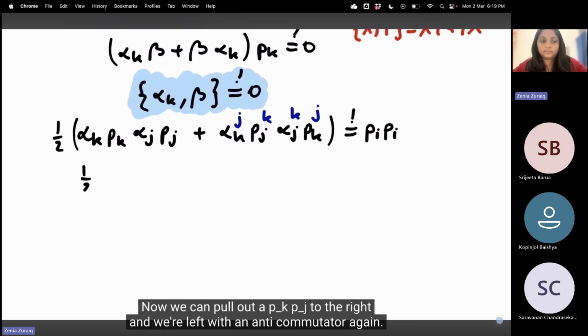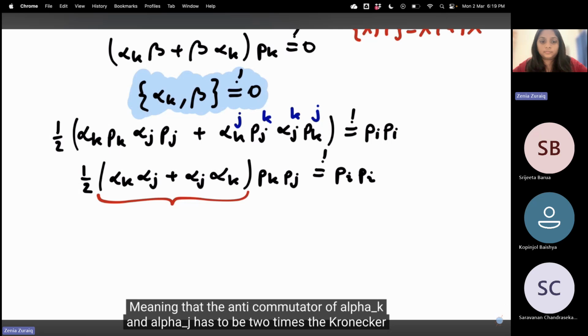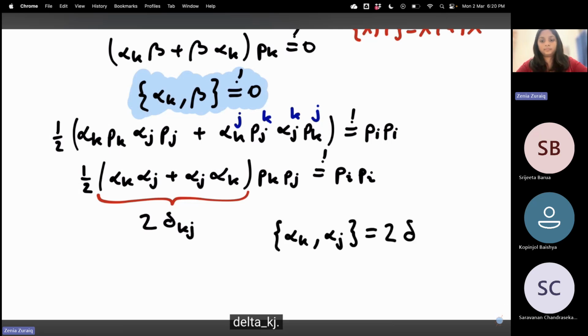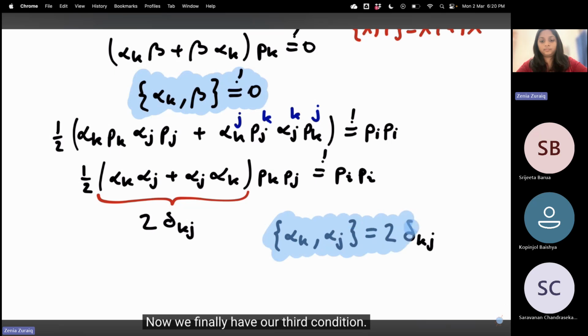Now we can pull out a pk pj to the right, and we're left with an anti-commutator again, meaning that the anti-commutator of alpha k, alpha j has to be 2 times the Kronecker delta kj. Now we finally have our third condition.